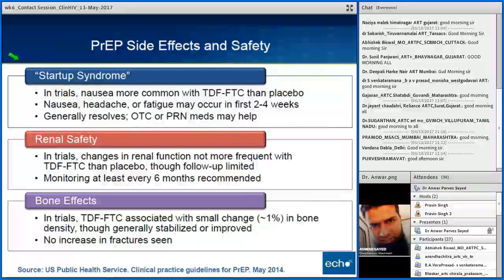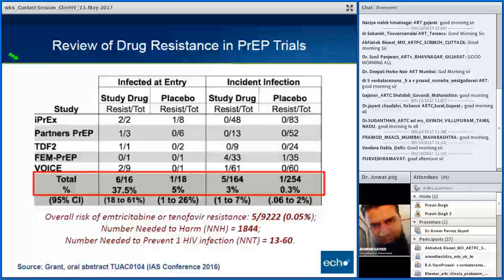We all know that tenofovir is nephrotoxic, and that is why in the first 3 months we advise a person to undergo renal function tests, and then after every 6 months that is repeated, at least serum creatinine we advise. And as it causes bone mineral deficiency, in these studies it has been seen that there is no increase in fractures, but tenofovir causes reduced bone mineral density, in fact. So these things need to be kept in mind while we put the person on PrEP.